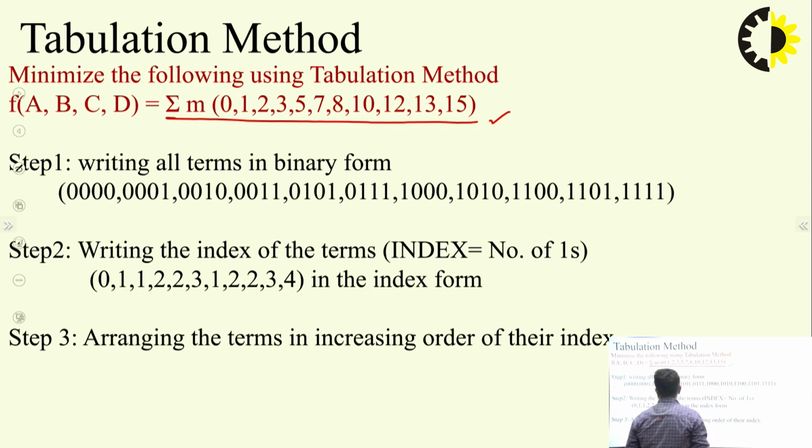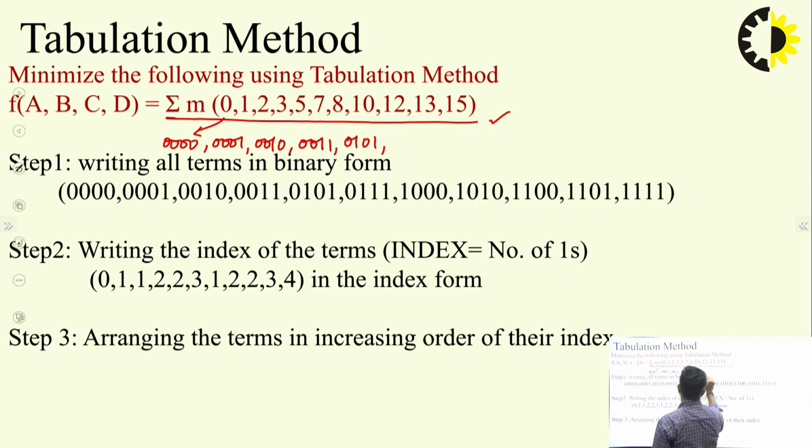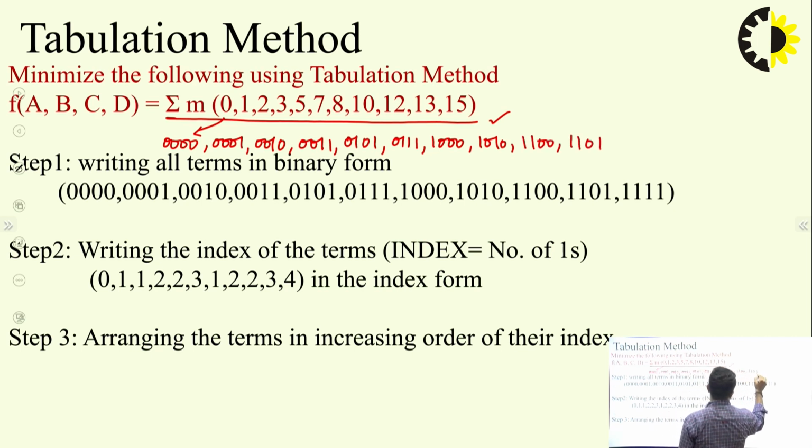There are various steps. The first step is to write these min terms in their binary form. So we can write 0 as 0 0 0 0, 1 as 0 0 0 1, 2 as 0 0 1 0, 3 as 0 0 1 1, 5 as 0 1 0 1, 7 as 0 1 1 1, 8 as 1 0 0 0, 10 as 1 0 1 0, 12 as 1 1 0 0, 13 as 1 1 0 1, and 15 as 1 1 1 1. These are also written here.